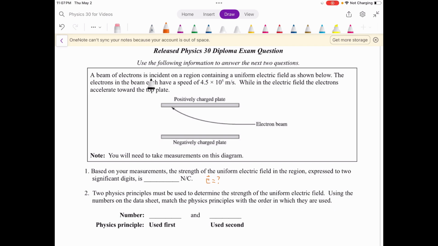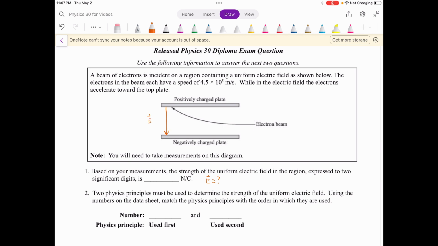A beam of electrons, so electrons again, is incident on a region containing a uniform electric field as shown below. The electrons in the beam each have a speed of 4.5 times 10 to the 5 meters per second. While in the electric field, the electrons accelerate towards the top plate. That makes sense. The top plate they're showing is positively charged, and we know an electron would be attracted to a positive because opposites attract.